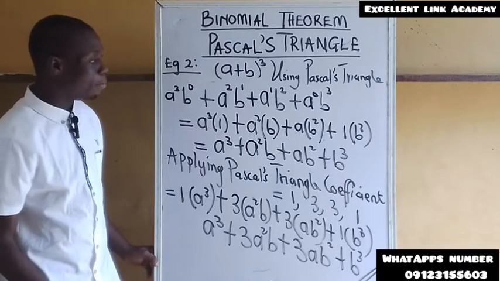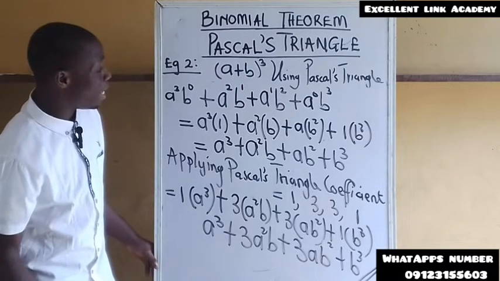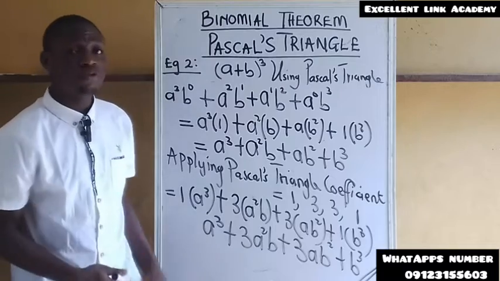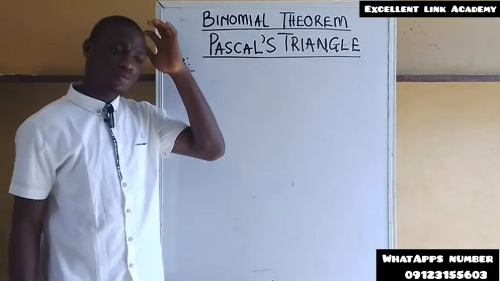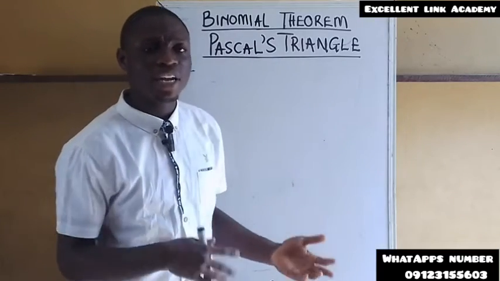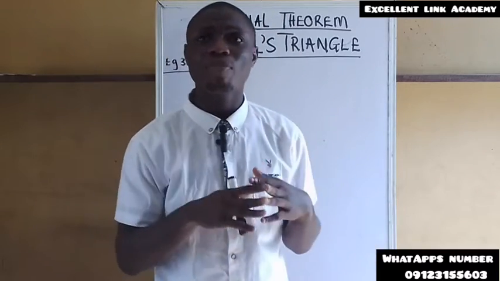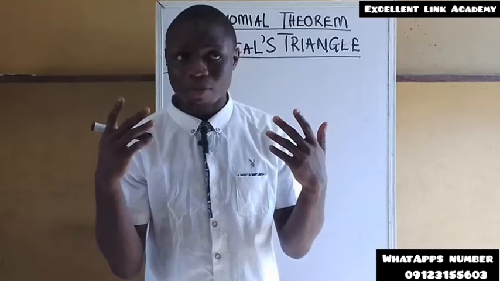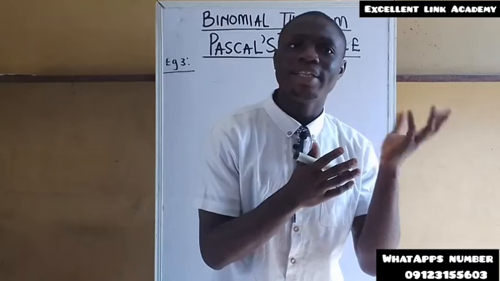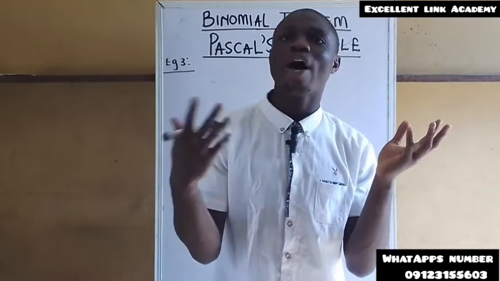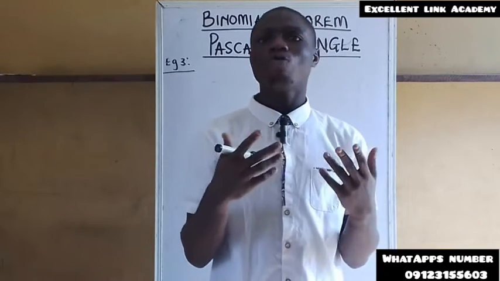So let's take another example 3, and let's end this Pascal's triangle and move to the combination method. Taking example 3 on Pascal's triangle, in our previous class and this class, we have been considering a plus b to the power of 3, 2, 4. What if you are having a term attached with x or y being raised to a value? How do you go about it?